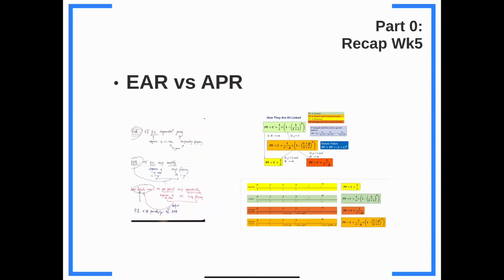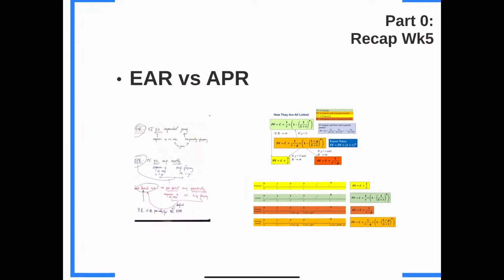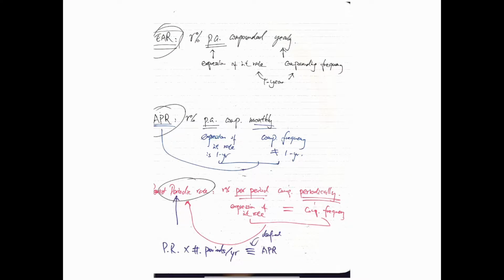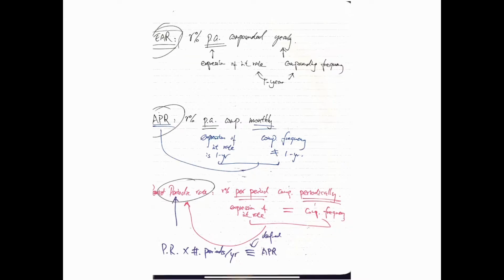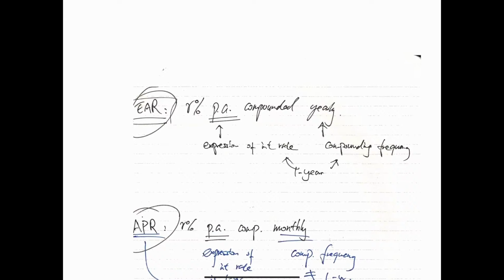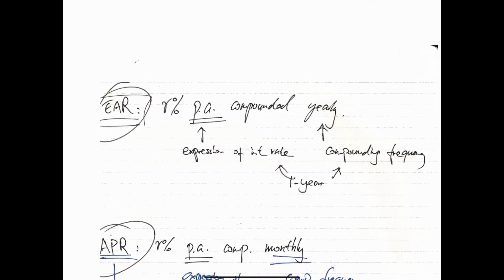So in week 5, one of the main concepts we learned was interest rate expressions, you know, effective annual rate versus annual percentage rate. So what I have here is just a quick summary diagram. EAR is the effective annual rate. Almost always you will see it expressed as R% per annum compounded yearly. But of course, most likely you will just say 10% EAR. People understand. So over here, if the expression of the interest rate and the compounding frequency match and happen to be 1 year, that will be the effective annual rate.